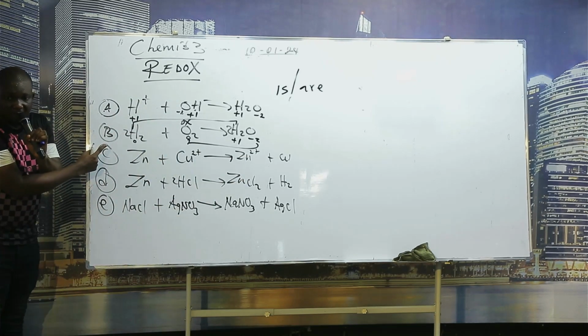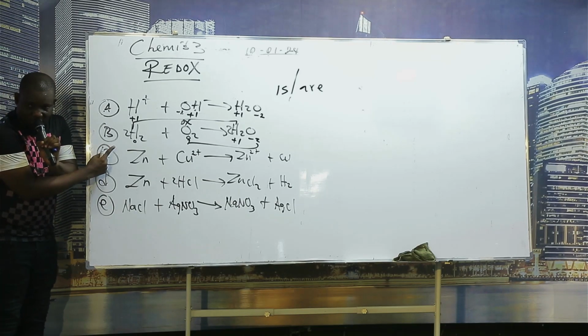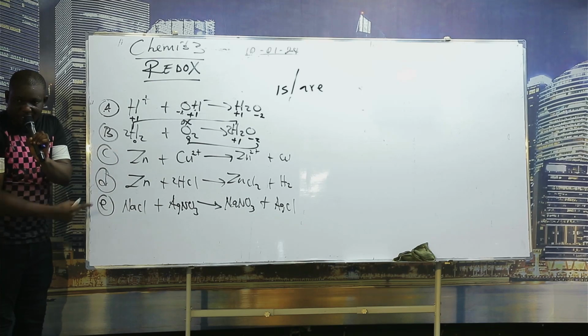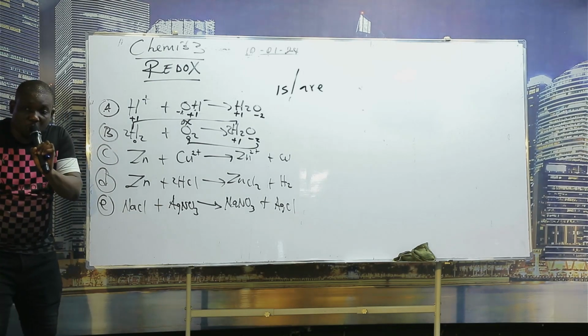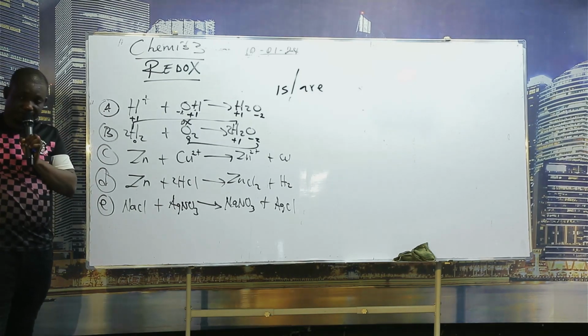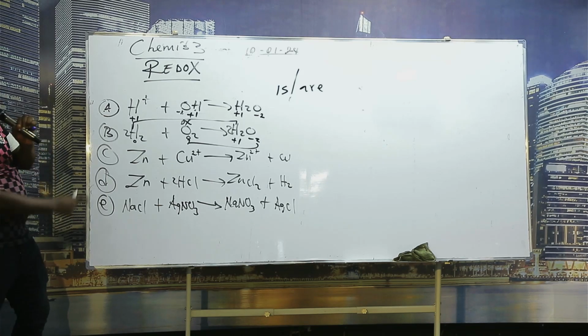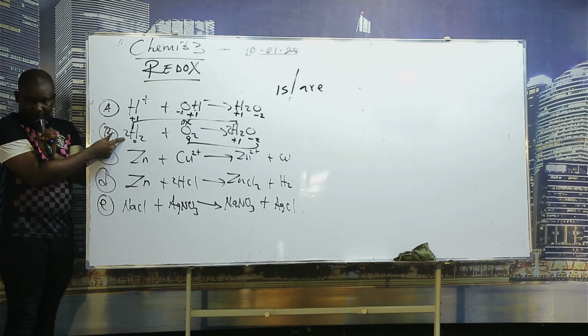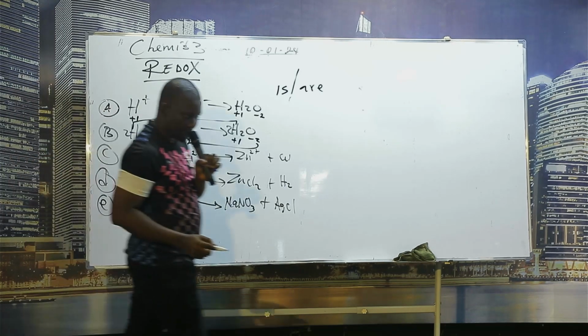Is it redox or not redox? It's redox. What is redox? A reaction in which oxidation and reduction occur together in the same reaction. Are you following now? But my question now is, what type of chemical reaction is B?